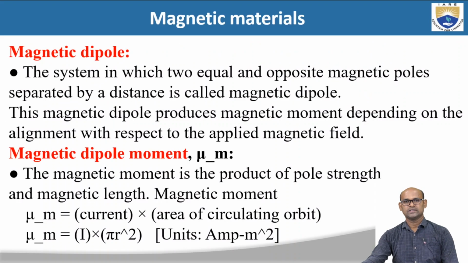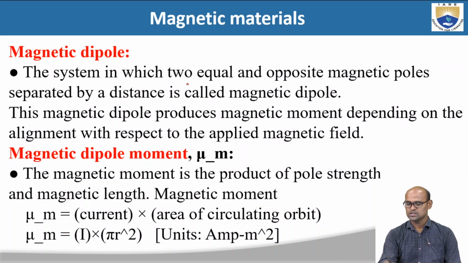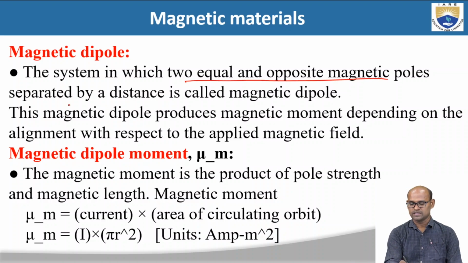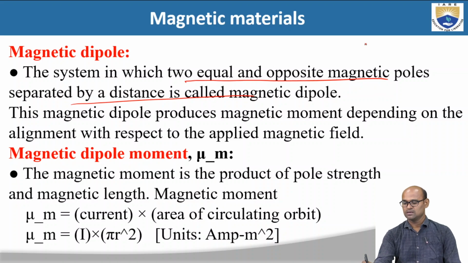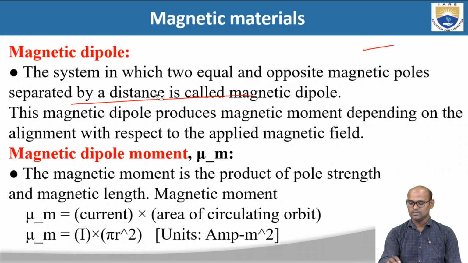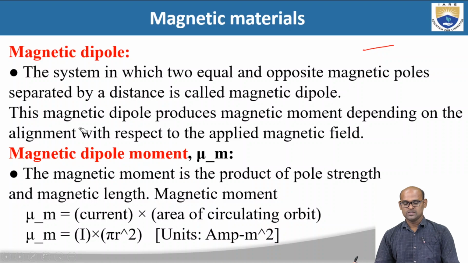So, what is a magnetic dipole? A magnetic dipole is a system in which two equal and opposite magnetic poles are separated by a distance. This is called a magnetic pole. So, you have a south pole and a north pole, and these two poles are separated by some distance d, and that is what we call a magnetic dipole. This magnetic dipole produces a magnetic moment, the dipole moment, depending on the alignment with respect to the applied magnetic field.